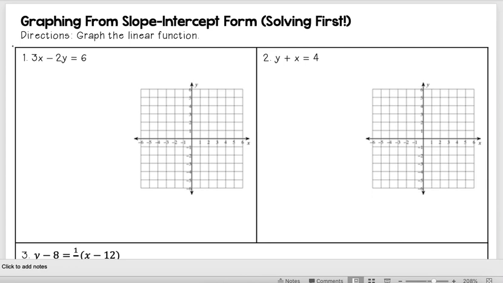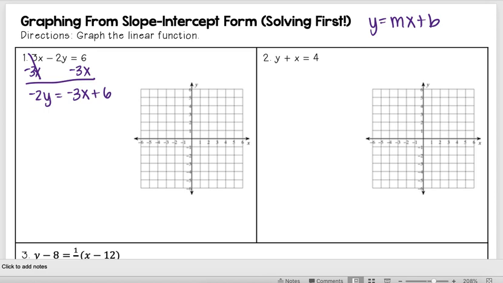Remembering back to even Monday or from 1.5 literal equations, I'm going to solve this for y to get this in slope-intercept form because I want it to look like y equals mx plus b. So my first step is I'm going to move this 3x since I want y to be by itself. So I'm going to subtract 3x from both sides. And I can't combine these, so I just leave the negative 3x first, and then plus 6.